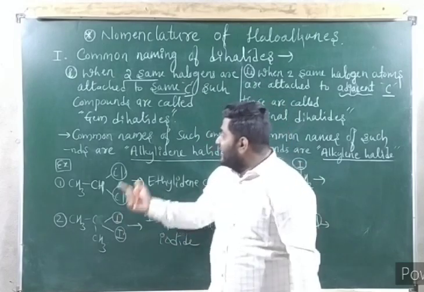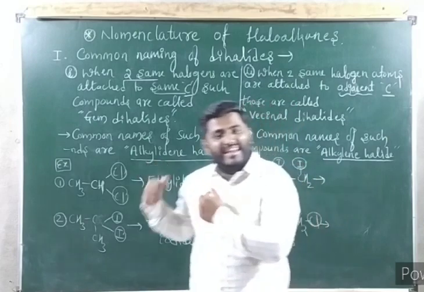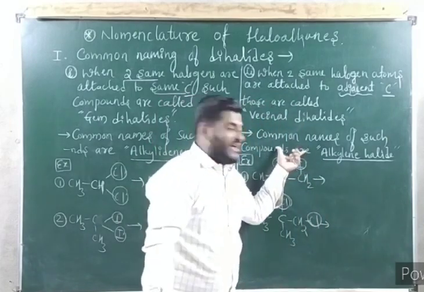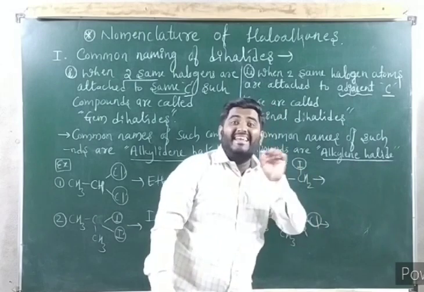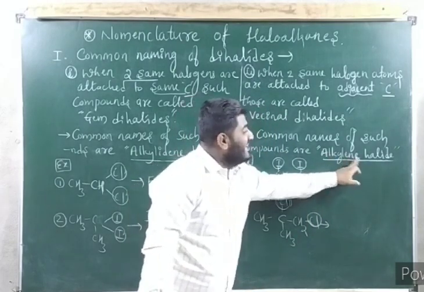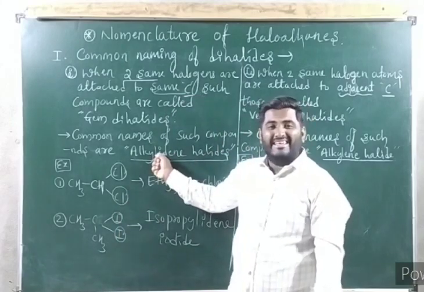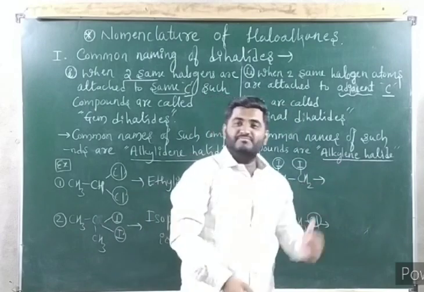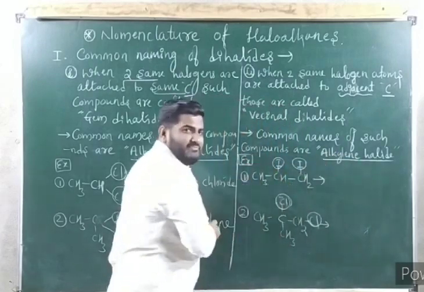In geminal dihalides in common system, they are named as alkylidene dihalides or alkylidene halides. And here they are named as alkylene halides. What they are named? Alkylene. Only one letter is different here. Alkylene, E-N-E. Here I-D-E-N-E, alkylidene. Alkylene. Getting? Yes, sir, not getting. So take some examples, you can easily understand.